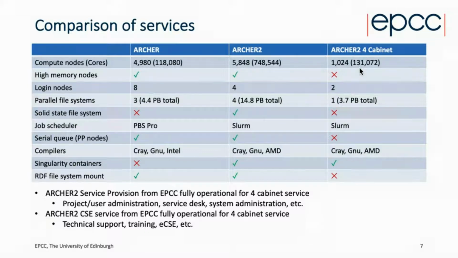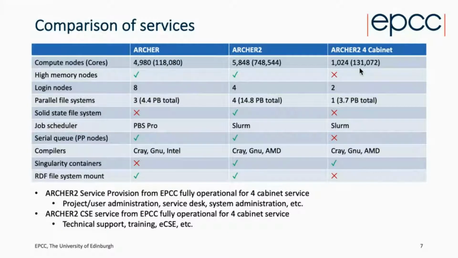We'll have 3 compiler suites, as we do on Archer now, except that instead of Intel compilers, we'll have the AMD compiler because we're using AMD processors on ARCHER2. The idea is that we'll have Singularity containers available. They're not quite available yet on the system as we have it at the moment, so they may not be quite there for the start of service on the 4 cabinet system, but we're hoping they'll come online soon after that. But we'll see how we go with progress of getting them up and running.